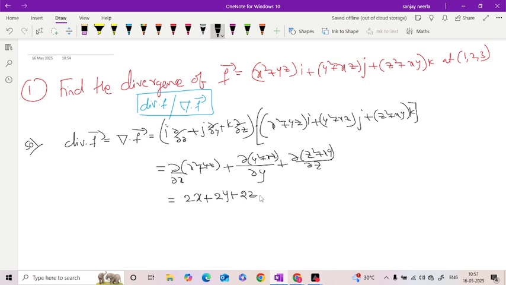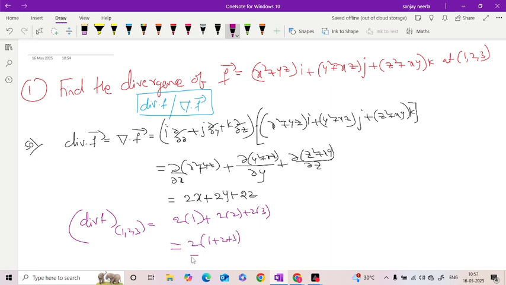Now this is the divergence of f, and we want to calculate it at the point (1, 2, 3). At (1, 2, 3) it is 2 into 1 plus 2 into 2 plus 2 into 3. That is 2 times (1 plus 2 plus 3), that means 2 into 6, so we get 12. So 12 is the divergence of f.